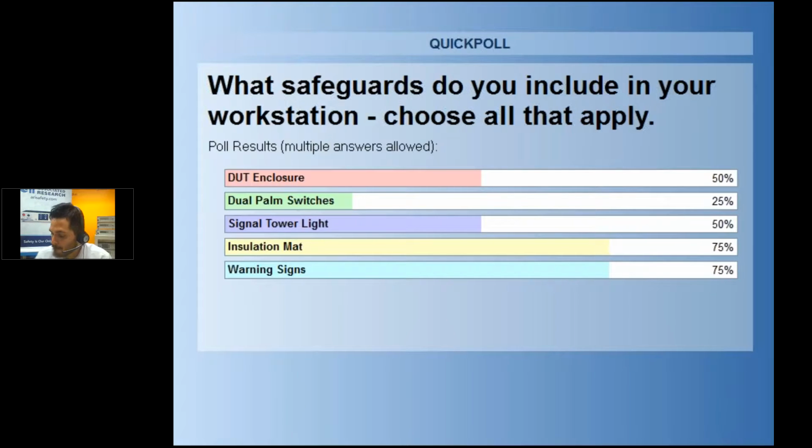Hi everyone, thank you for participating in our poll. It's great to see that a lot of you are currently using safeguards for making your workstation a safer environment for your operators. 50% of people are using the DUT enclosure, 25% of people are using the dual palm switches, 50% of people are using the signal tower lights, 75% of people are using an insulation mat, and 75% of people are using warning signs. So that's really good news to hear that everyone is using multiple safe workstation accessories.